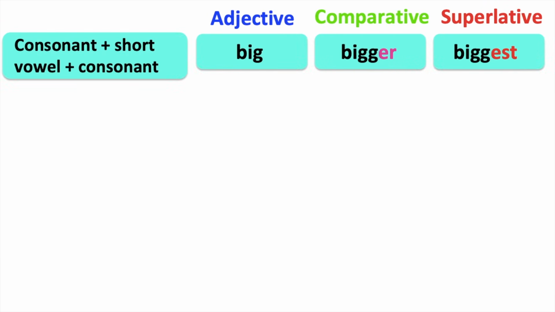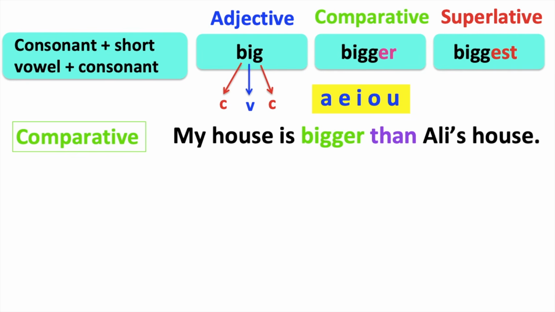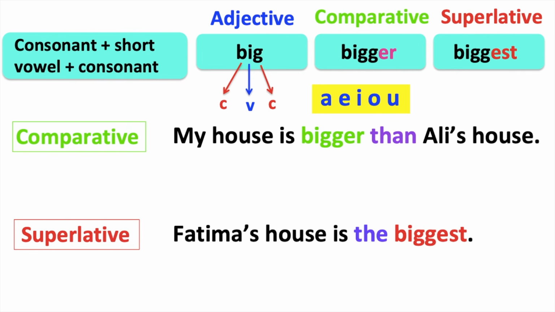For adjectives with a consonant short vowel consonant spelling, the final letter is doubled before adding the ending. There are 5 vowels in English: A, E, I, O, U, and sometimes Y. The adjective big has a consonant, vowel, consonant spelling. My house is bigger than Ali's house. Fatima's house is the biggest.